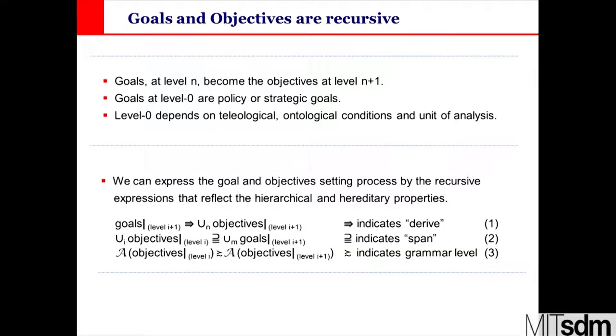Now, everything I said is very simply stated by these three equations. These set theoretic equations, right? Goals at level I plus one derive the objectives at level I plus one. And all the objectives at level I plus one must unify together to meet the goals. That's the first equation. The second equation says the set of all objectives must really satisfy the goals. And the third equation is a little bit harder to explain, okay? Because equation one and equation two are really syntactic equations.